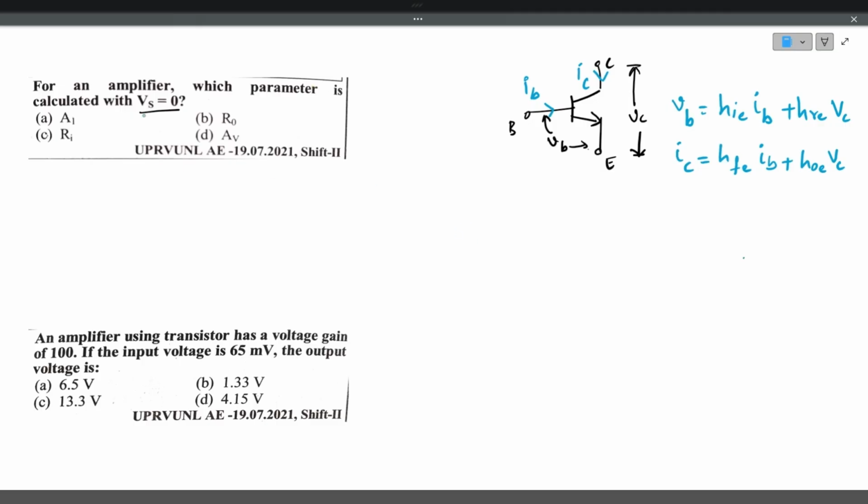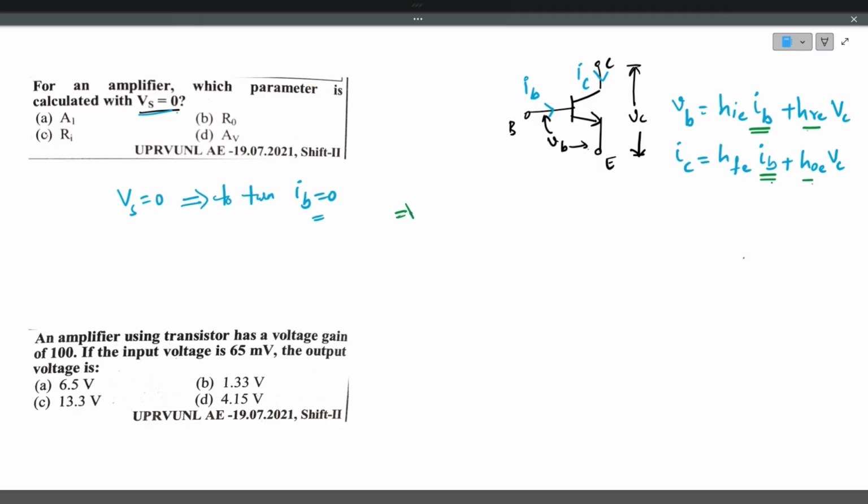So he's telling we must make Vs equal to 0, meaning the input voltage source should be 0. Why do we have to make Vs equal to 0? To turn IB into 0, that is, the input current should be made 0. By making IB equal to 0, you can find out these parameters, this hre and hoe.